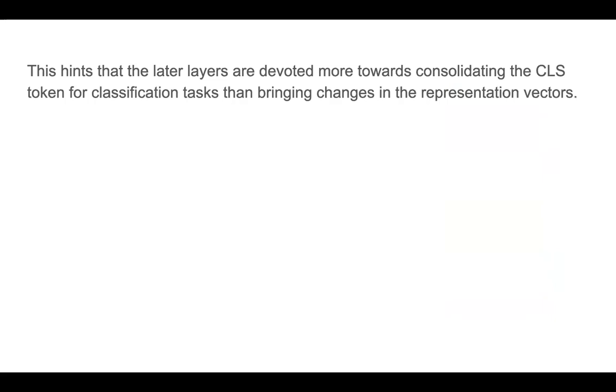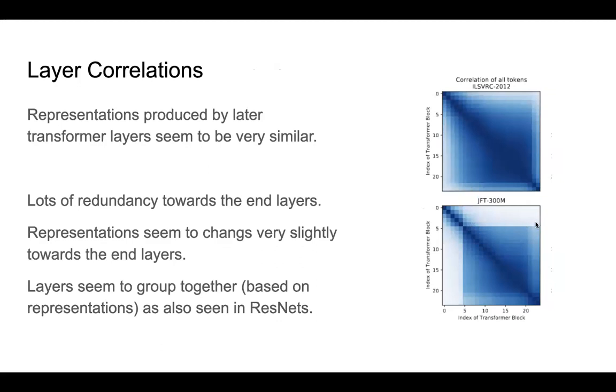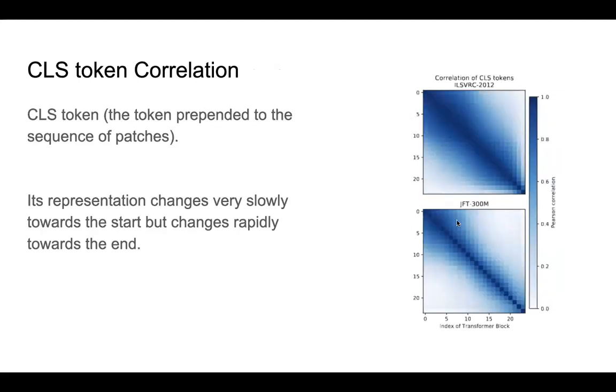As we saw, the representation vectors were very slow to change throughout the layers, especially towards the end layers. You can see here also there's a lot of correlation of the representation vectors towards the end, so it means they change very slowly. It's quite the opposite for the CLS token. The CLS token changes very slowly towards the start of the model, and quite rapidly towards the end. So what we make out is that the CLS token is processed towards the end layers, and it's vice versa for the other representation vectors, the other embeddings.